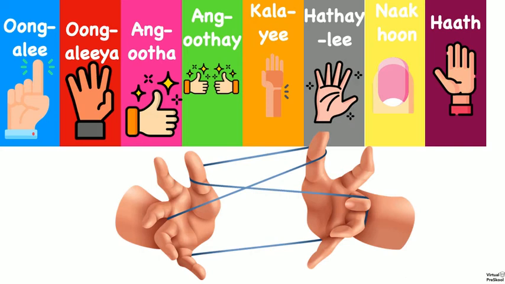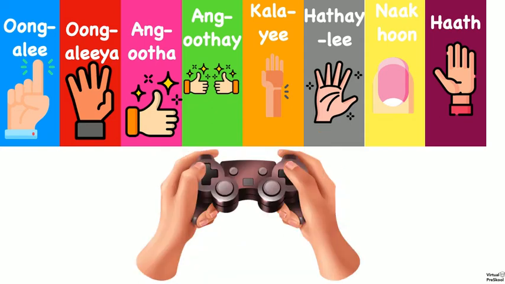So wow, look at these guys. They're playing with the string on their fingers. So he's got the string wrapped around his fingers. And how do we say fingers in Hindi? Ungaliyan. Ungaliyan are fingers. Now he's using his thumbs to work the remote for his video game.